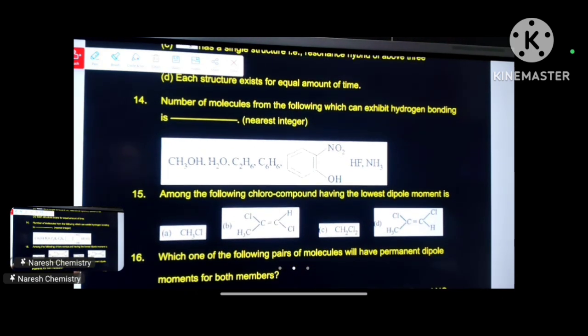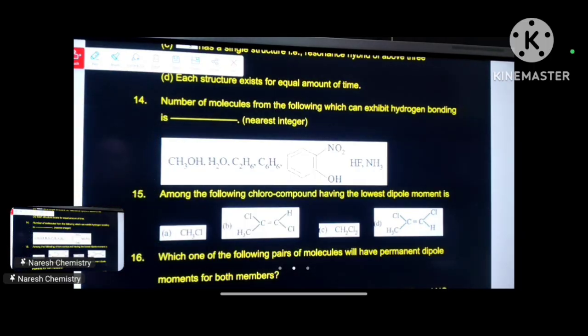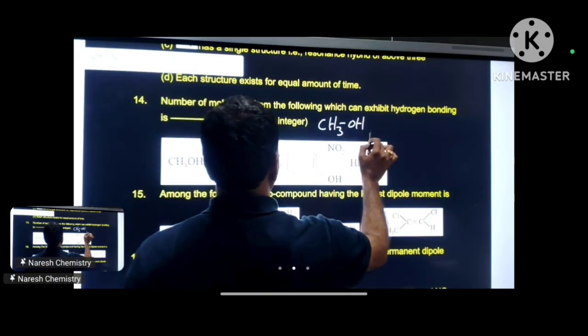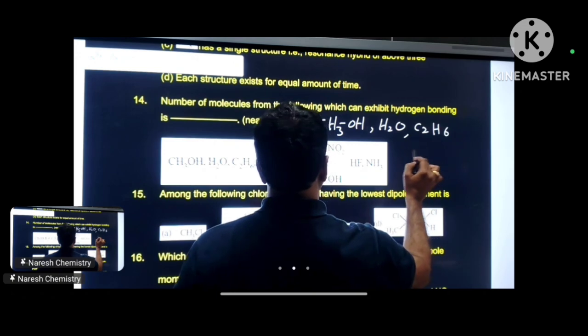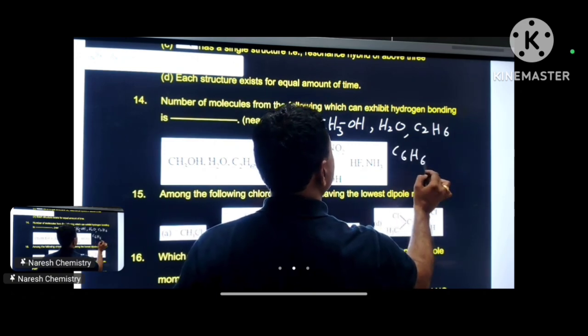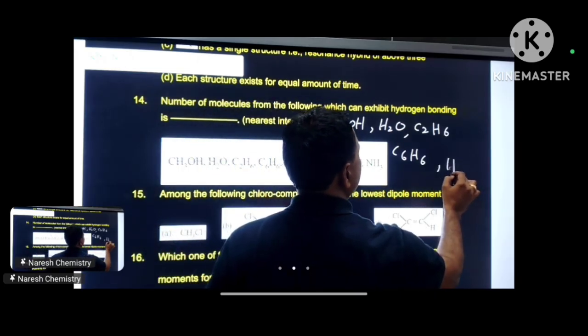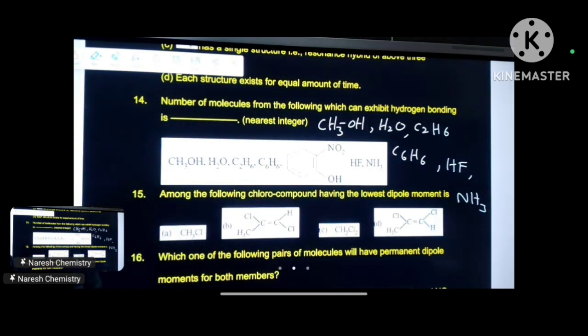Number of molecules from the following which can exhibit hydrogen bonding, to the nearest integer. I'll give the structures. Tell me. CH3OH, H2O, C2H6, C6H6 benzene, orthonitrophenol, and HF, which is having hydrogen bonding.